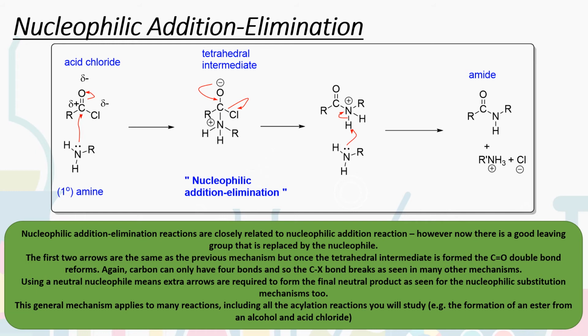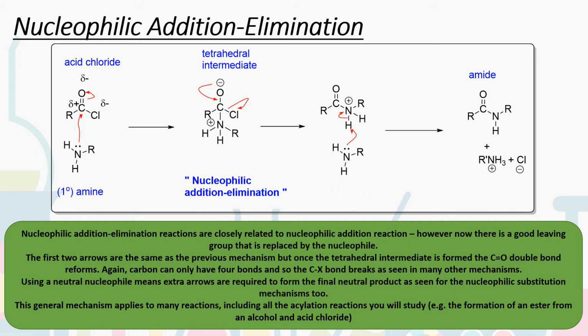What we're going to do here is add on our nucleophile, but now rather than just adding it on, picking up a proton, and that's the end of the mechanism, these compounds will contain a good leaving group, something that's able to be eliminated very easily, and so therefore we also have an elimination part of the mechanism as well. And so that good leaving group, whatever it might be, is replaced by the nucleophile. So the first two arrows are exactly the same as the previous mechanism.